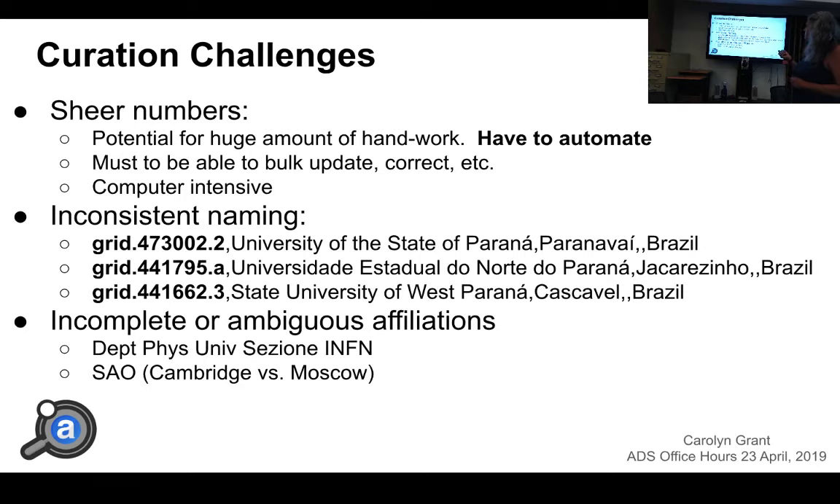And we have lots of ambiguity. I talked about Institute of Astronomy, even SAO, there's one in Moscow. The top one doesn't actually have a university. You can guess it's somewhere in Italy, but there are about 20 INFNs in Italy, so you don't really know where it is.